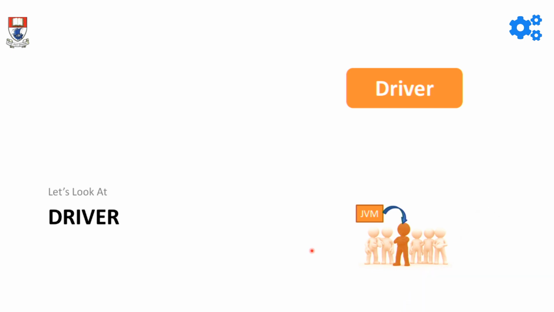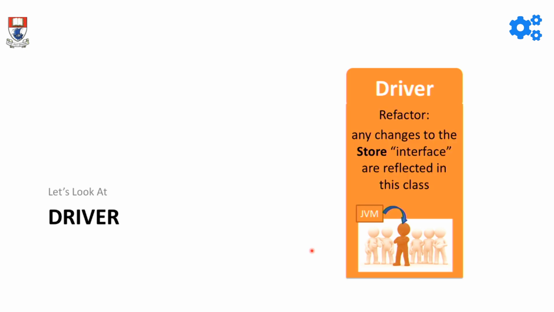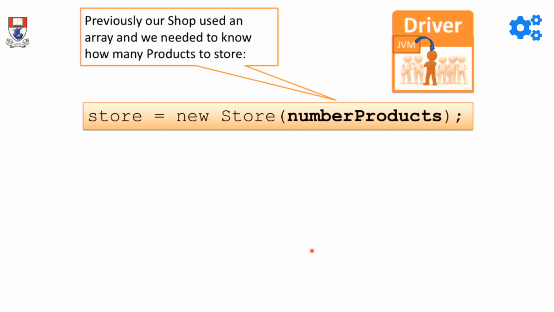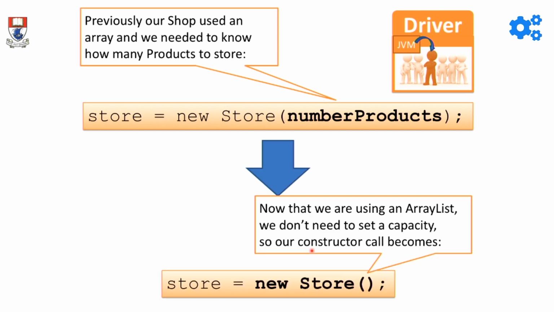Okay. So the driver class. Let's look at driver. So we're going to refactor driver. Any changes to the store interface are reflected in this class. So here's the store. Notice the constructor for store. Previously our shop used an array and we needed to know how many products to store. Now that we are using an array list, we don't need to set the capacity, so our constructor call just becomes store equals new store.